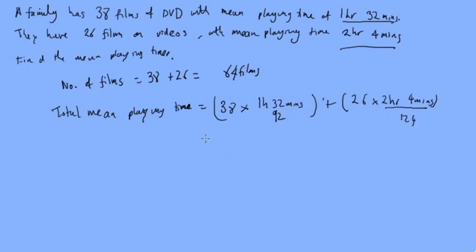So the total playing time is 6,720 minutes. So the mean playing time will be the total playing time divided by the number of films, which is 105 minutes, or 1 hour 45 minutes.